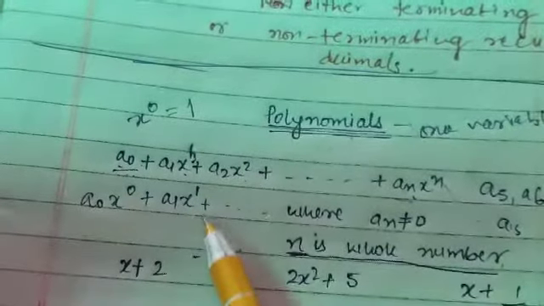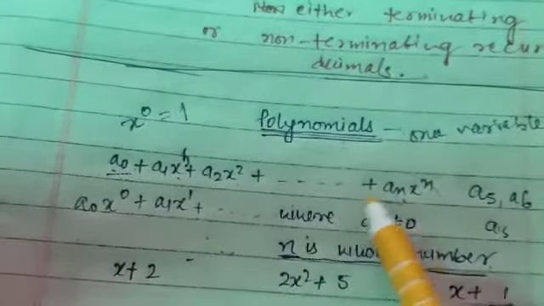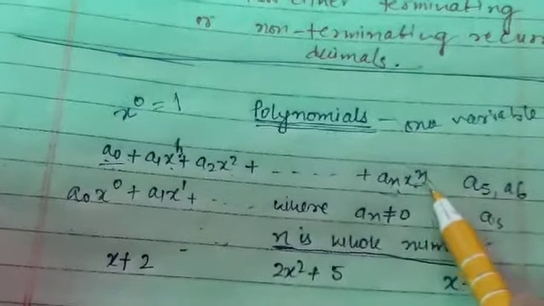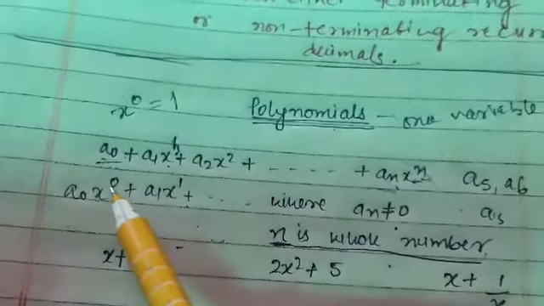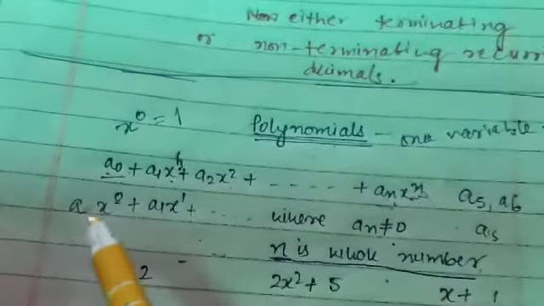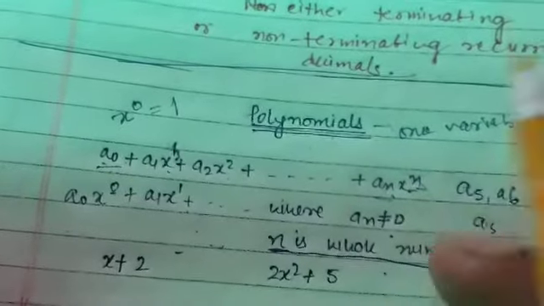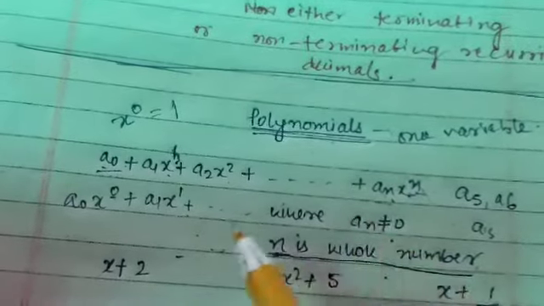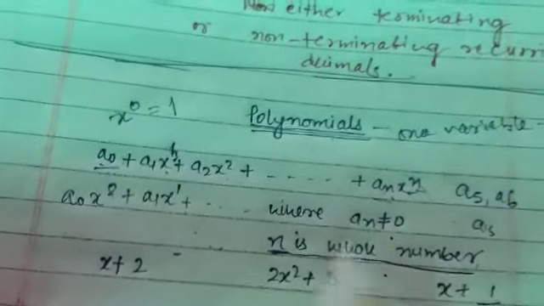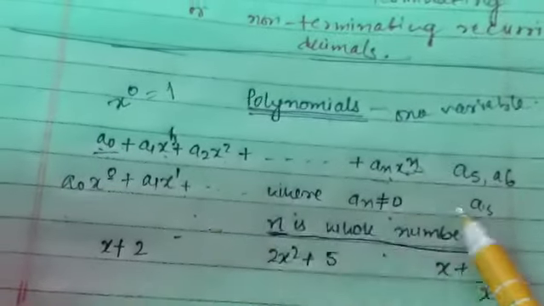So this is x power 0, x power 1, x power 2, x power 3 dot dot dot, you can take x power n. The important thing is that the power will always be a whole number. Whole number means the power can start from 0 and go on, but it is a whole number: 0, 1, 2, 3, 4 dot dot dot. No negative power can be attained, no fraction power can be attained. So I think you are clear.